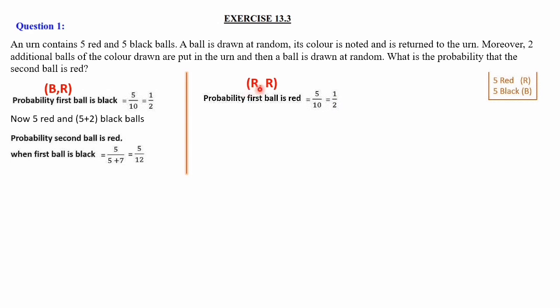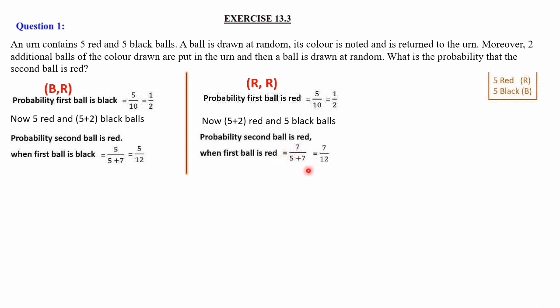Now the first ball you have taken as red, you have noted the color and you are keeping the ball back in the urn, and then you are adding 2 more red balls. So now you have 5 plus 2, 7 red balls and 5 black balls. Now you are going to choose a red ball again. Probability that the second ball is red when the first ball is red is, here we have red 5 plus 2, 7. You have already taken a red ball, because of that you have added 2 red balls again. So 7 red balls, total 12. 7 divided by 12 is the probability.